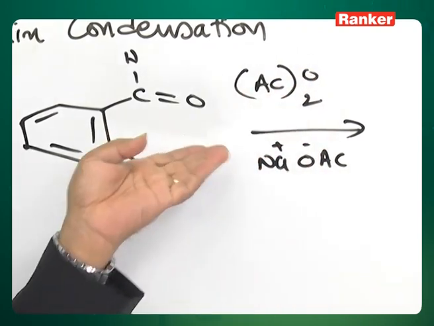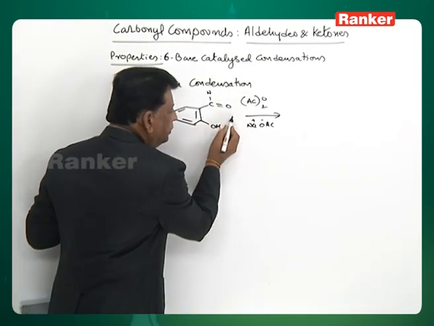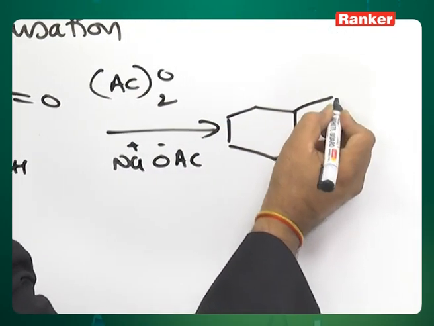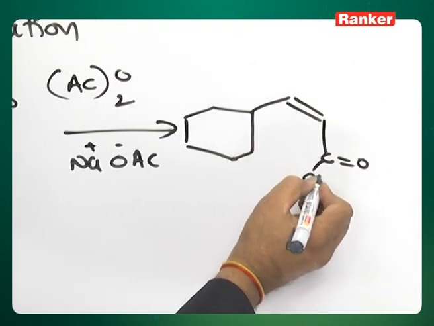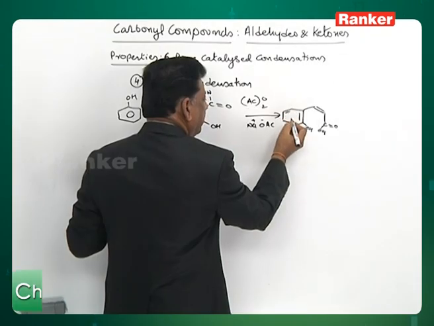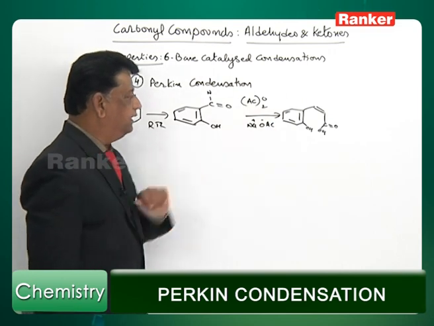CH3CO attached to O, that is nothing but anhydride. So, what happened? The reaction is this acetate group is joined here. So, you will get a compound like this. Okay, a double bond comes here, a C double bond OH will come. Here already one OH is there. After the Perkin condensation, you get this answer.